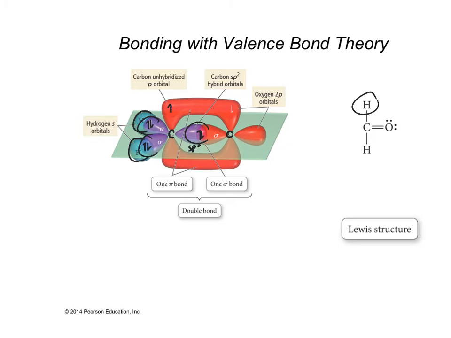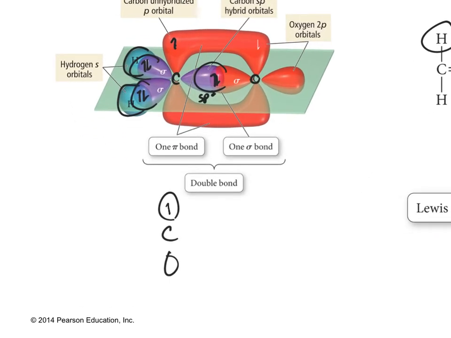But then with carbon, we still have this unhybridized 2p orbital that has an electron in it. And if we look at oxygen, oxygen also has another orbital, an unhybridized atomic 2p orbital that also has an unpaired electron with which it can bond. So we form our normal sigma bonds between carbon, with its new sp2 hybrid orbitals, and hydrogen, because these are sigma bonds along the internuclear axis. This is orbital overlap along the internuclear axis.